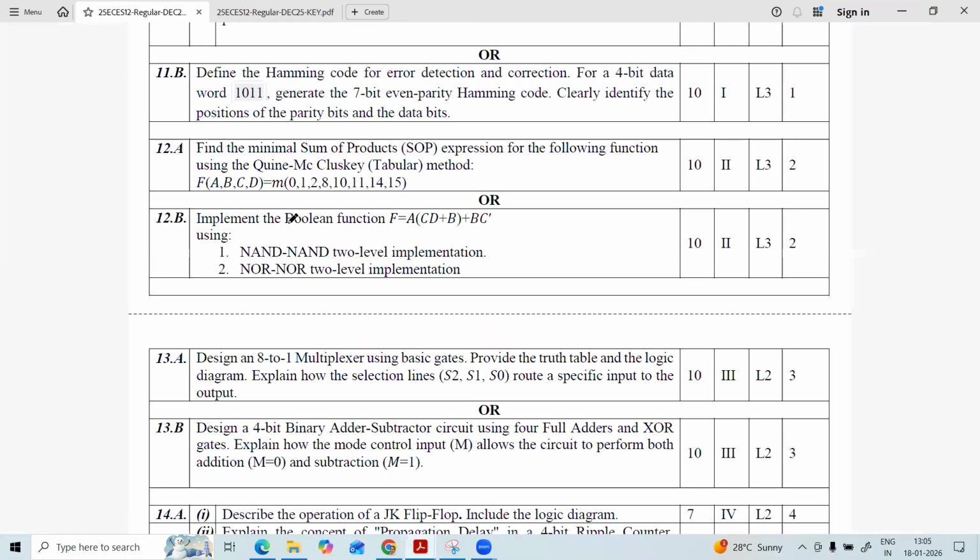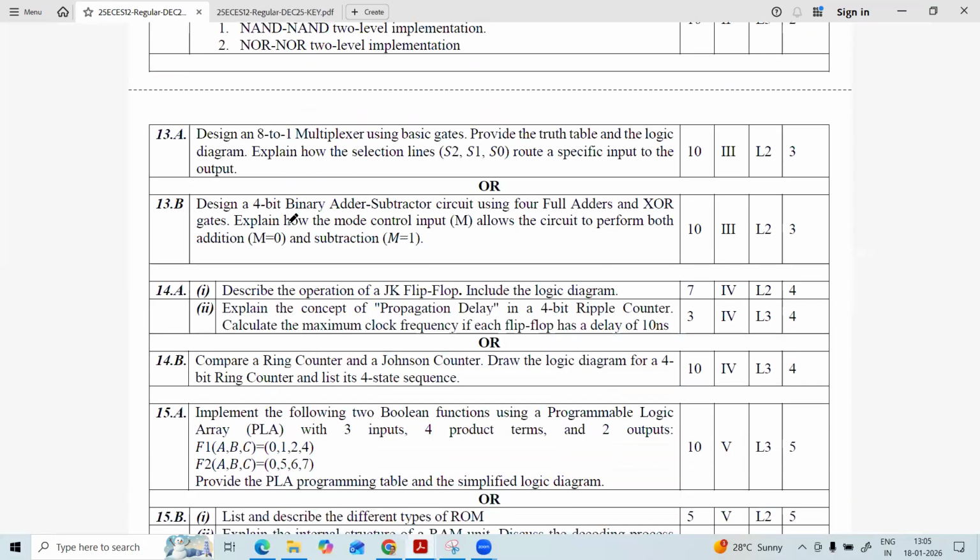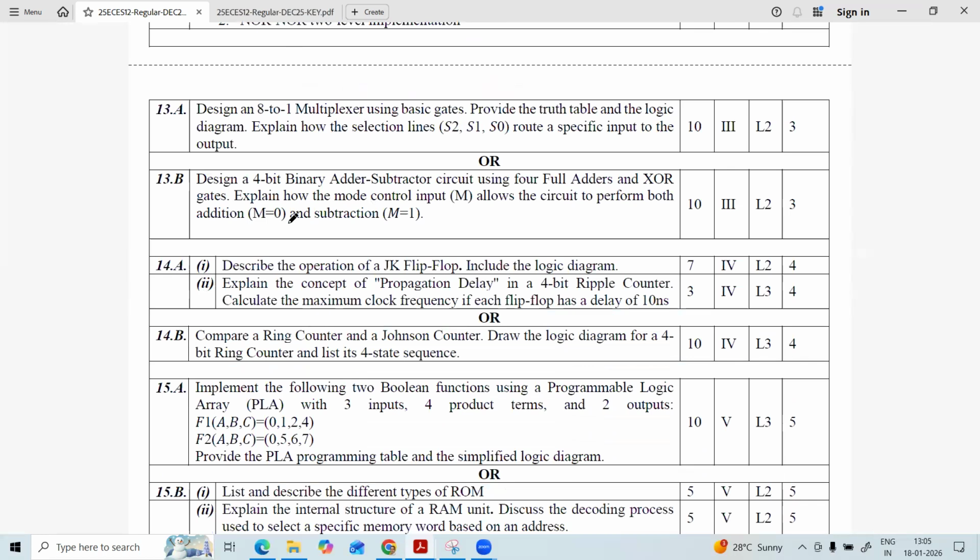So the next question: design an 8x1 multiplexer using basic gates. We have to derive the truth table and the logic diagram, and the selection lines are restricted. We have to use S0, S1, S2. So, the inputs and the output.